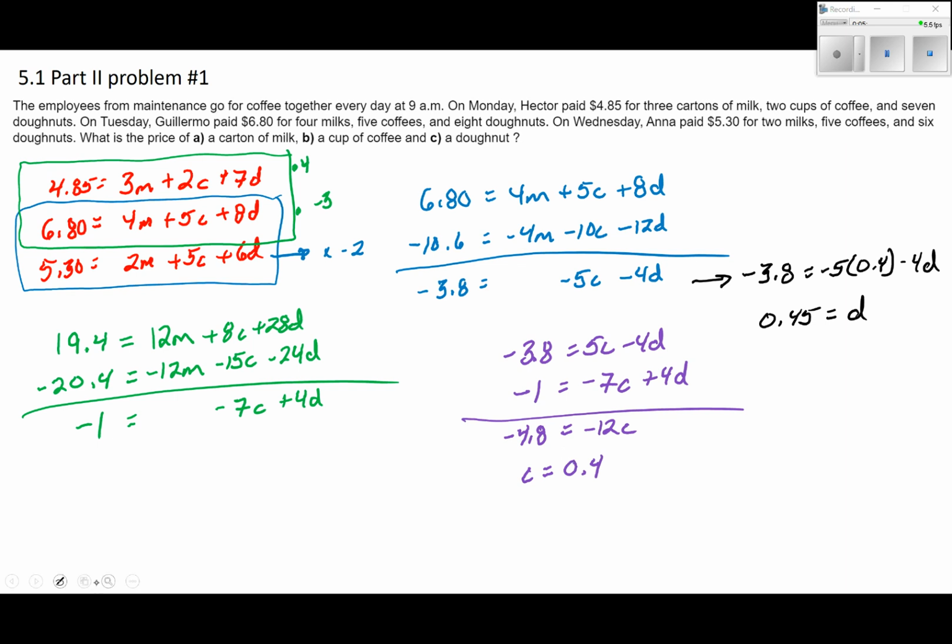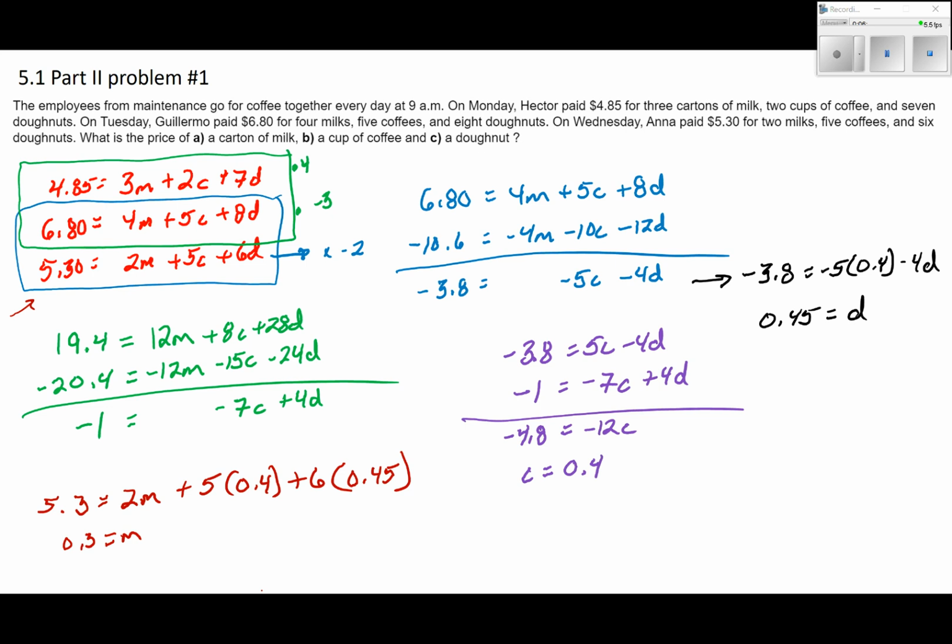Last step is to figure out what M is. So I can choose any equation. Again, I'm going to pick one that has all three variables in it. I'll just choose the bottom one here, this 5.3. So 5.3 is equal to 2 times M. I don't know what M is. Plus 5 times my C, 0.4, plus 6 times my D that I found, 0.5. Or I'm sorry, 0.45. Solve this, I end up with 0.3 is equal to M.